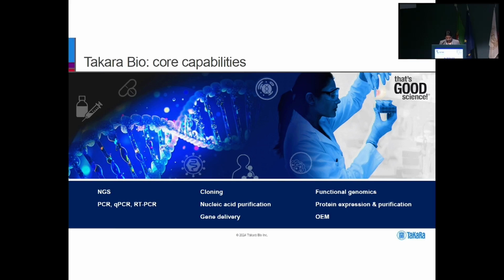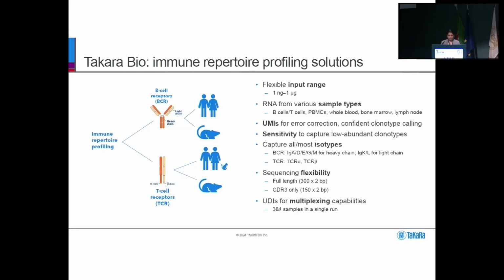Before I start my talk, I just want to give a brief introduction about Takara Bio. I think a lot of you already know about Takara products and are using NGS products, but we are not just limited to NGS. We provide a whole range of cell and molecular biology reagents ranging from PCR, cloning, nucleic acid purification, gene delivery, functional genomics, and because of our world-class products, we also OEM these products to molecular diagnostic labs. So the focus of my talk today is about immune repertoire profiling, more specifically BCR.